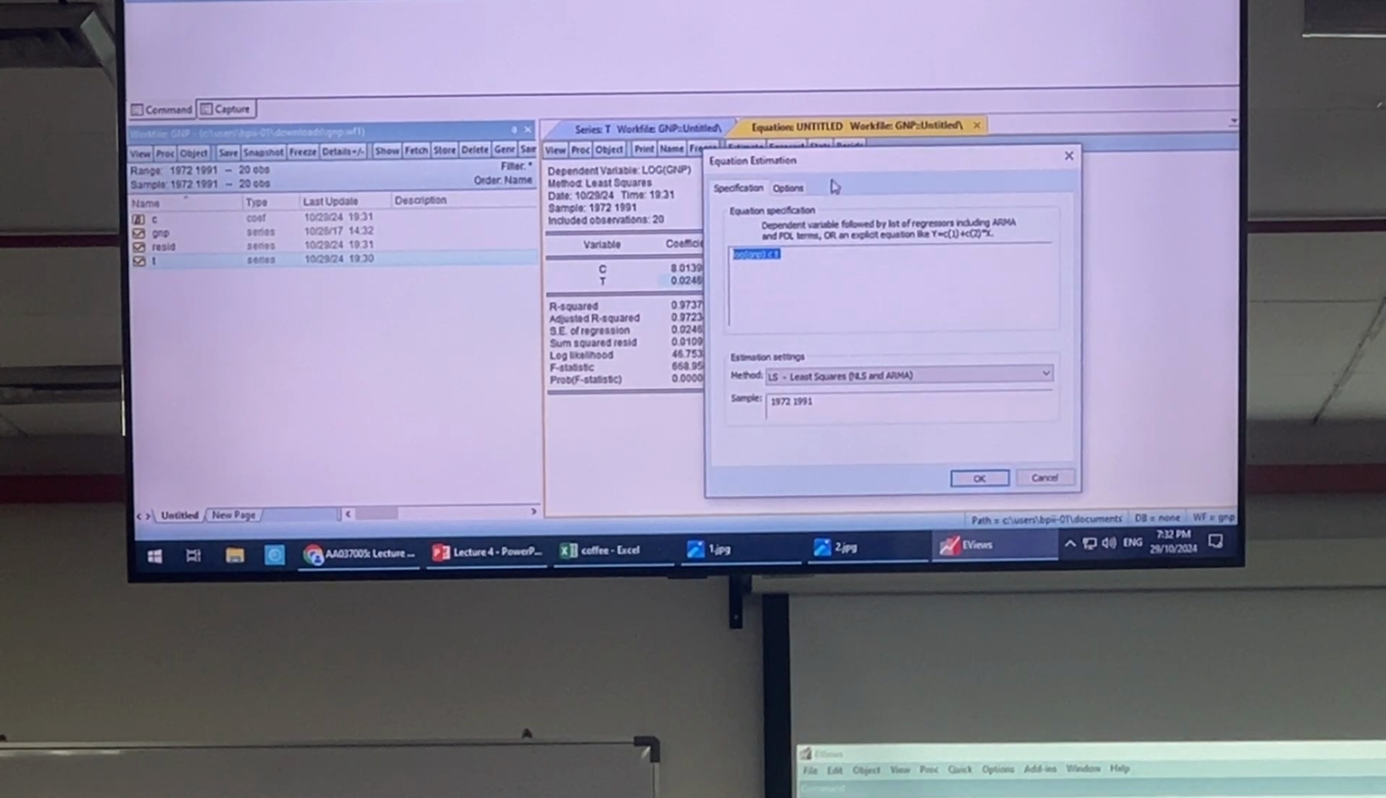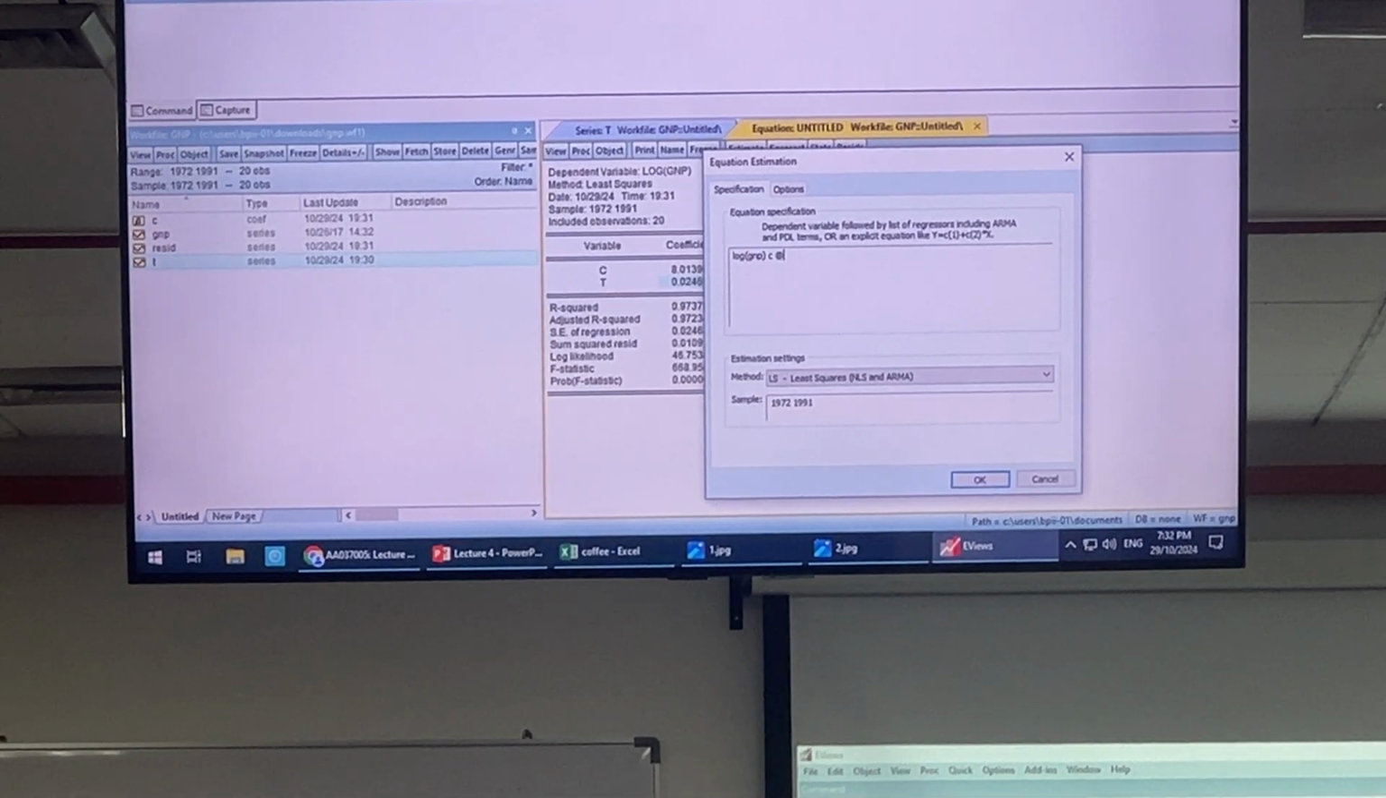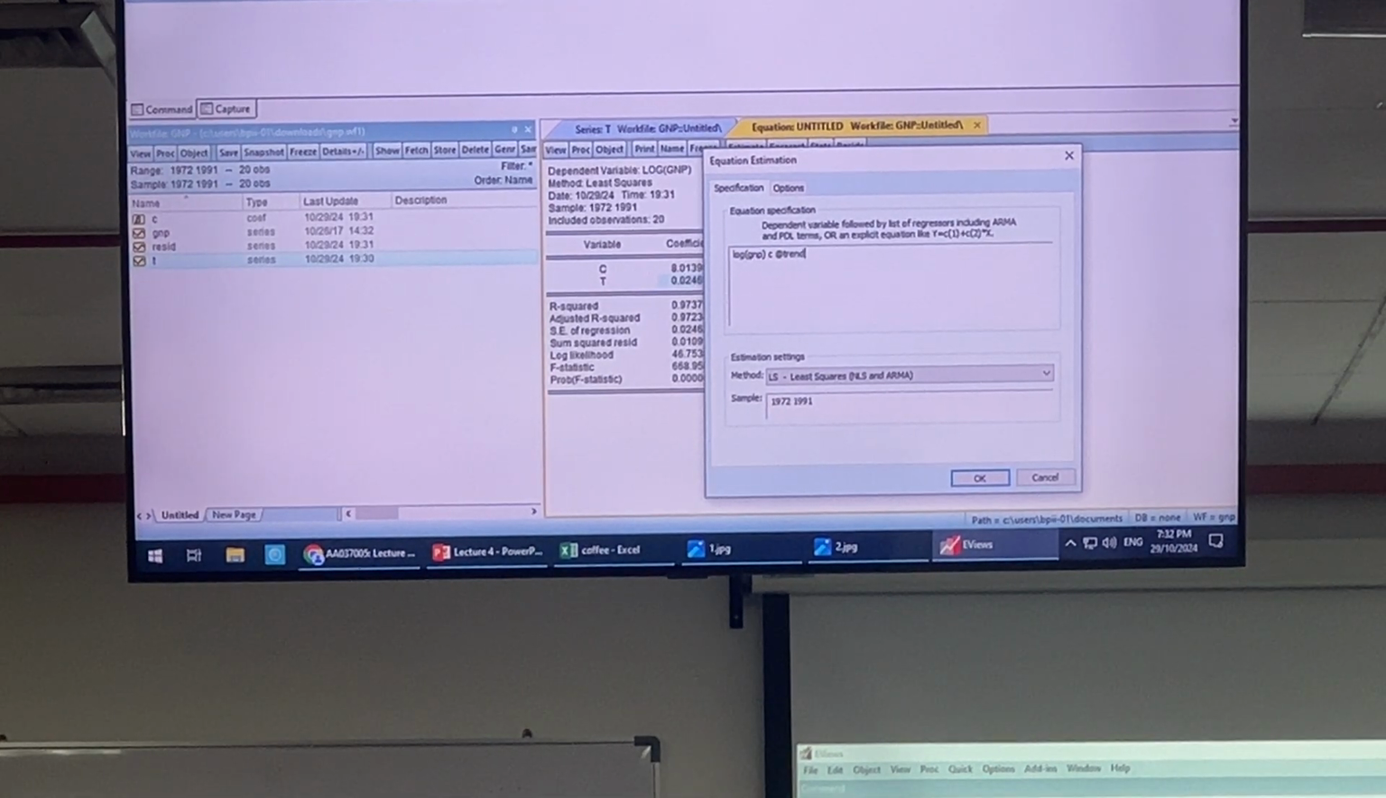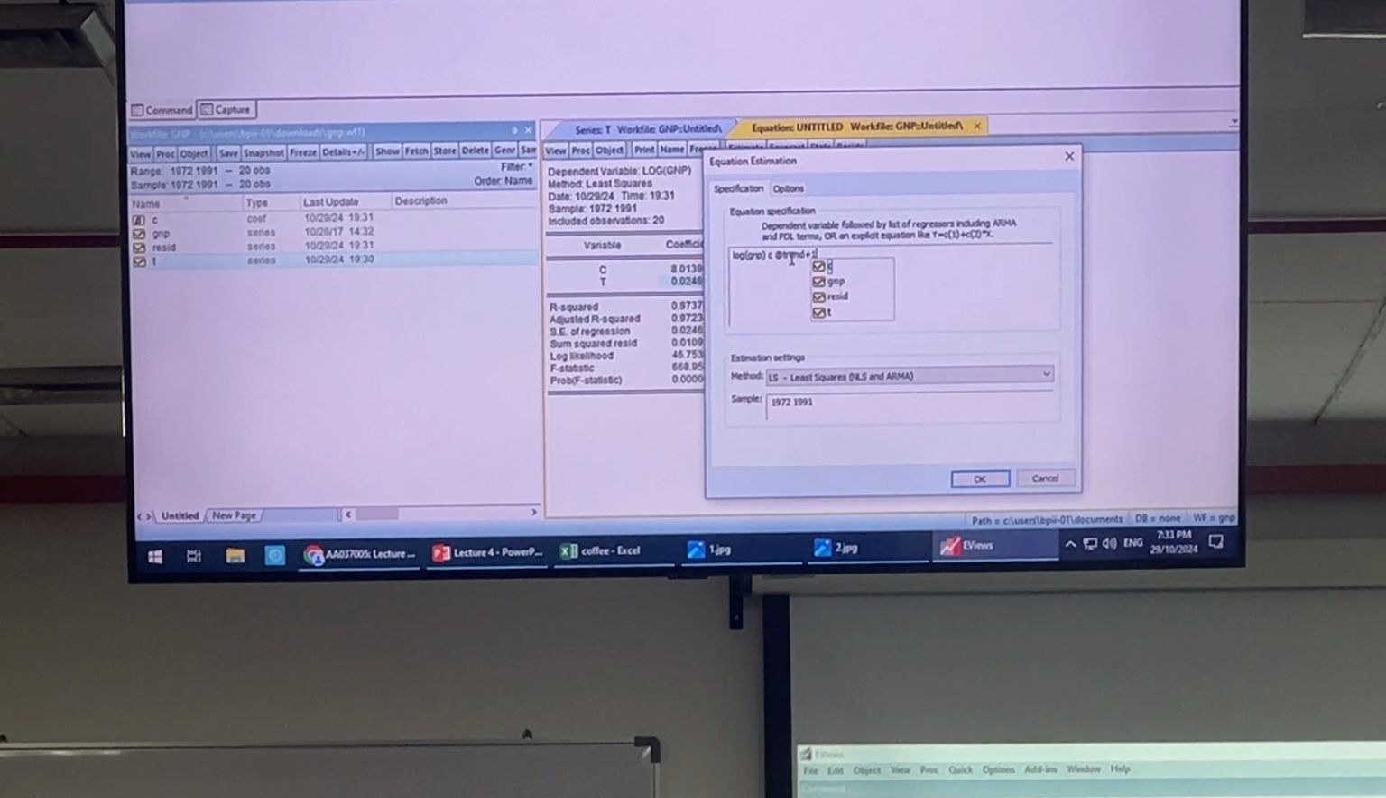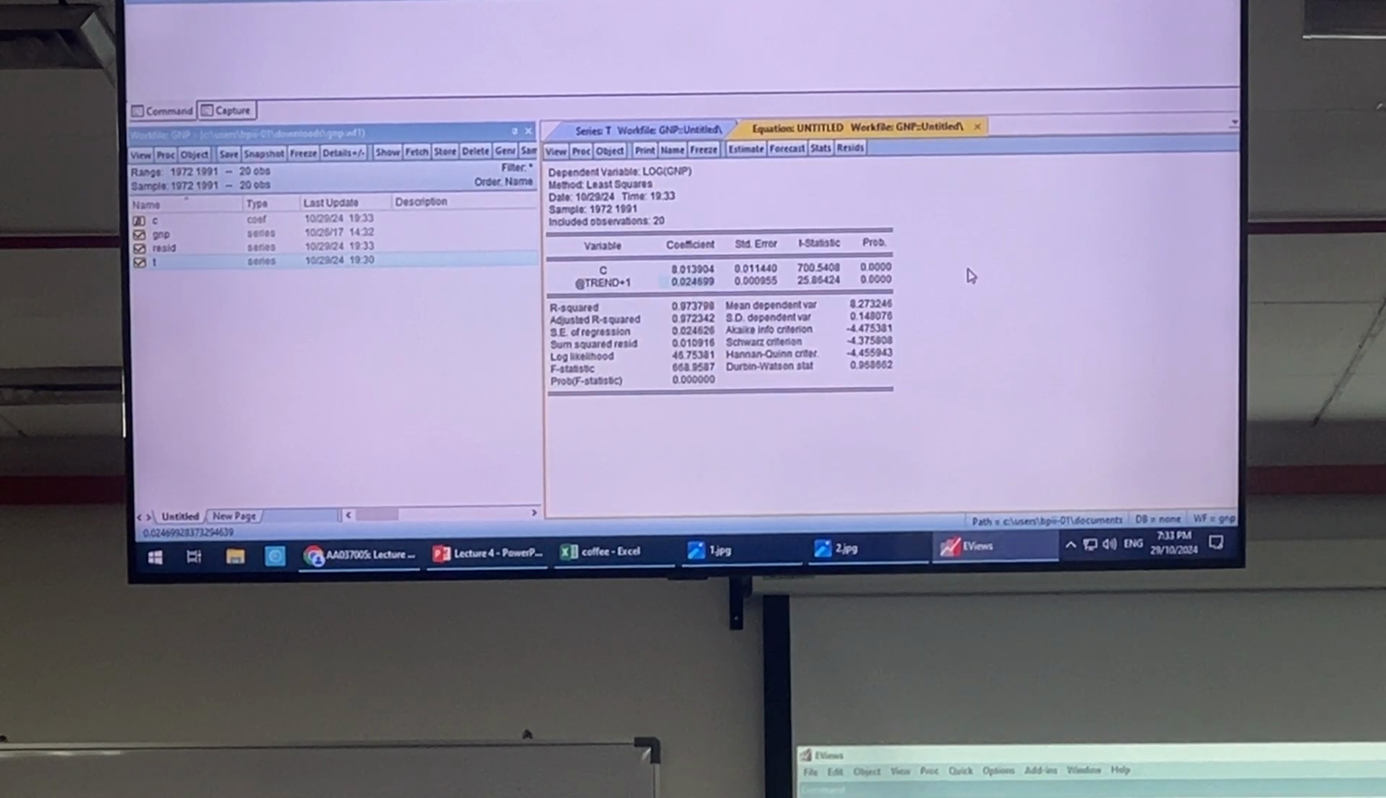Or alternatively, if you don't want to prepare the T, you can directly estimate and just put trend. Alternatively, you get the same result. Let's say you don't want to prepare your T first, you can directly estimate and put it like this. Instead of T, you just put trend plus 1, and you get the same estimate.